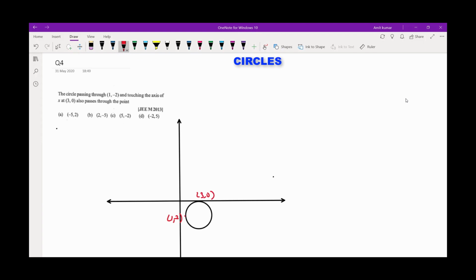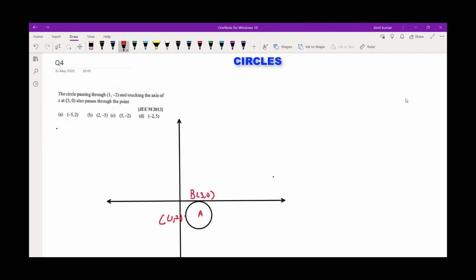The circle passing through (1, -2) and touching the x-axis at (3, 0) also passes through which of the options? We have to find the circle, and further that circle is passing through one of the options. So from the diagram, let A be the center of the circle, let this point be B, and this point be C here.